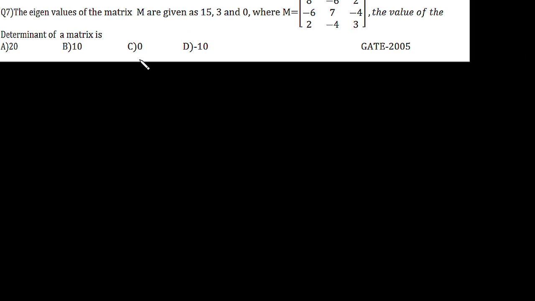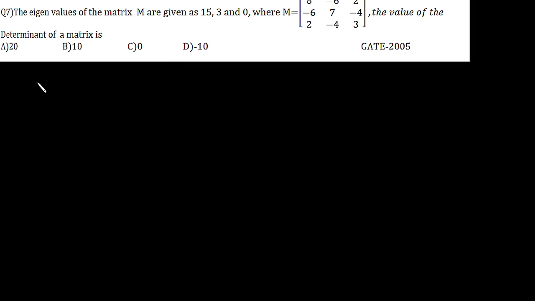Okay, now let's solve question number 7. Question 7 says the eigenvalues of a matrix M are given as 15, 3 and 0, and here M is also given. Here M is a matrix of third order and it is a square matrix. So they are asking about the determinant of this 3 cross 3 matrix. Here we don't need to find the determinant of this matrix by expanding it. Here we just have to use the property.